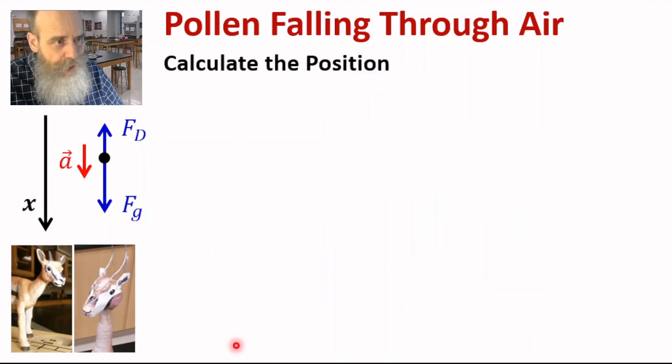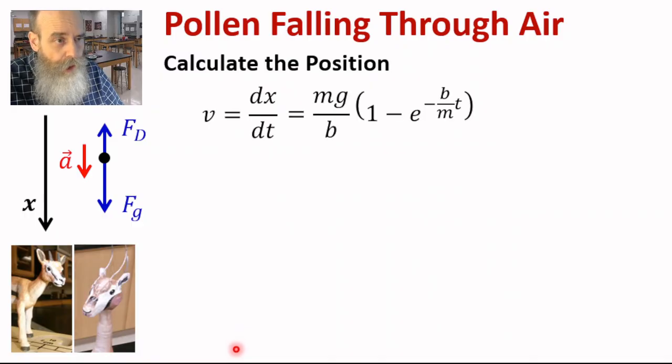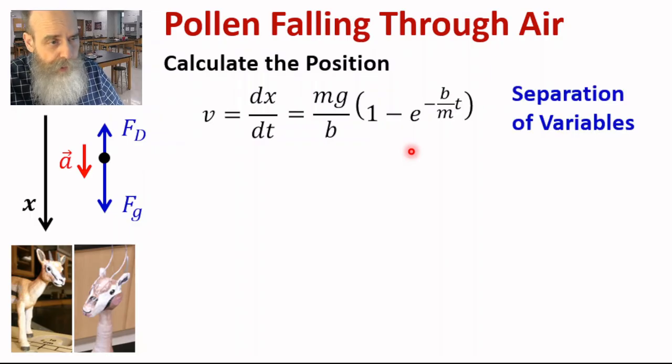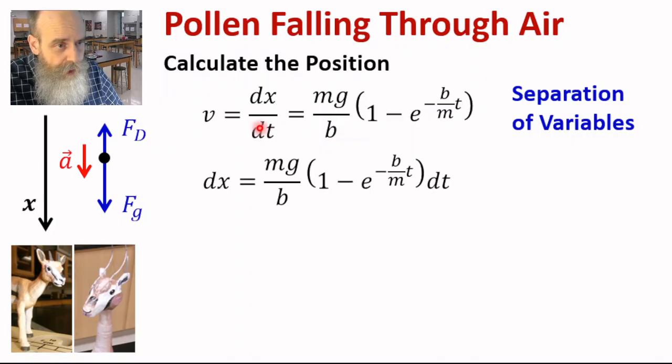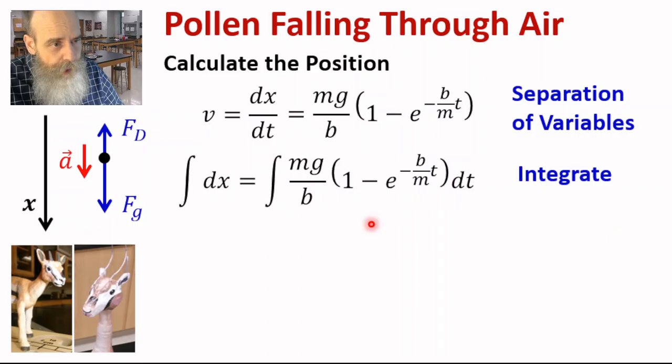Now let's calculate the position. v equals dx by dt, and it also equals mg over b times 1 minus e to negative b over m t. That's what we just calculated for the velocity. So we need to solve this differential equation, and again, we can use separation of variables. Multiply both sides by dt. This is what we get. So now we have x on the left side, t's on the right side, and we can integrate.